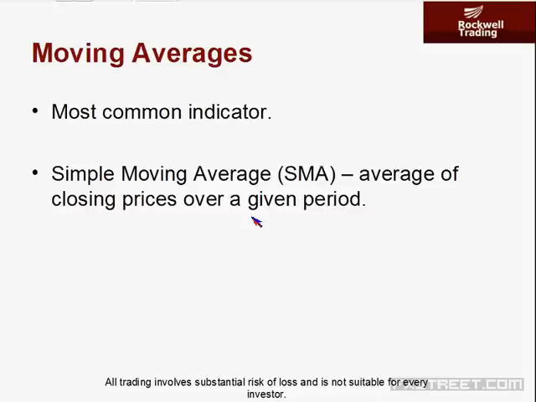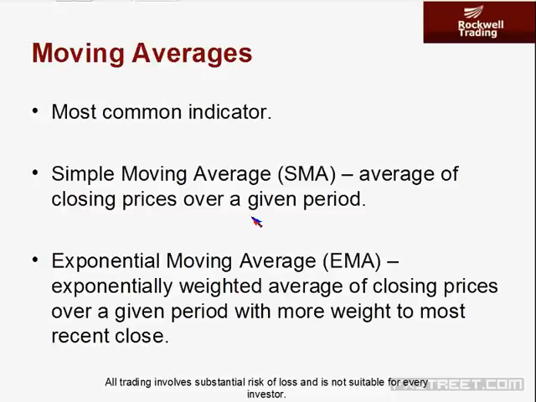So the first is the most basic, and that's moving averages. The most common indicator, and most traders are going to look at two types of moving averages. A simple moving average, which is the average of closing prices over a given period. So if you're looking at a 7-day moving average of the last 7 days on the euro against the dollar, you take the closing price of those 7 days, add them together, divide by 7. Easy calculation, and that gives you the simple moving average.